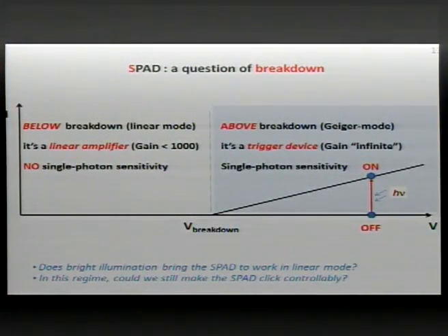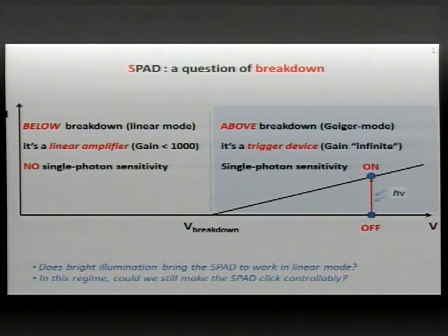So how is that possible? Well, then you have to go into the working mode of the detector. Basically, for avalanche photodiodes, you have two working modes, and it depends on the voltage that you apply at those diodes. Above a so-called breakdown voltage, you are in the regime where you can detect single photons. Basically, the device operates as a trigger device. I mean, a photon arrives, it triggers an avalanche, and the gain is nearly infinite. You record a click.